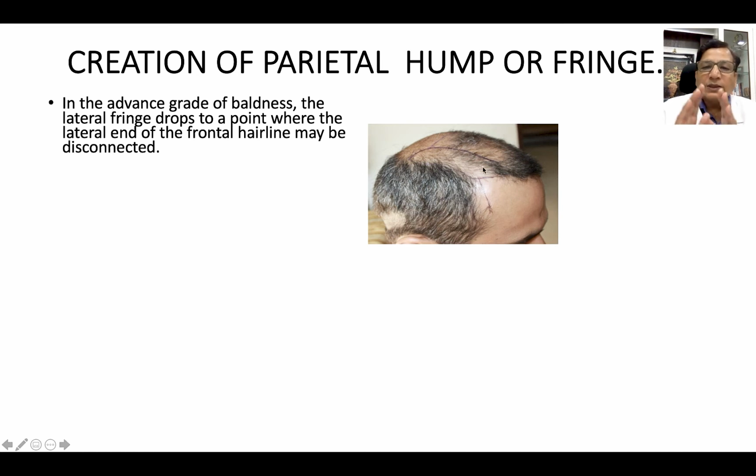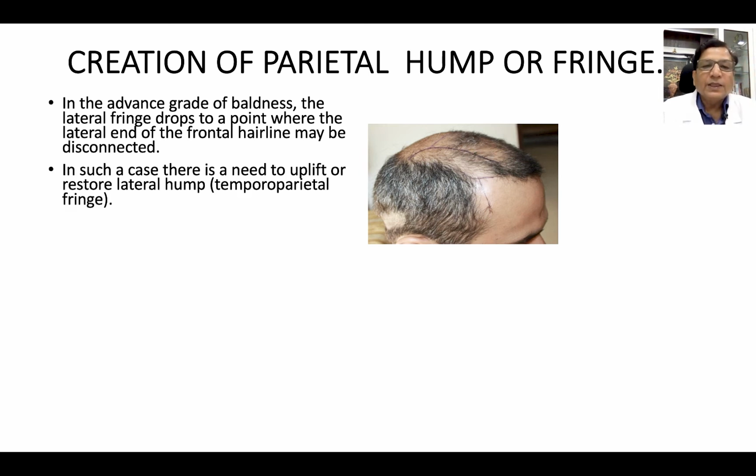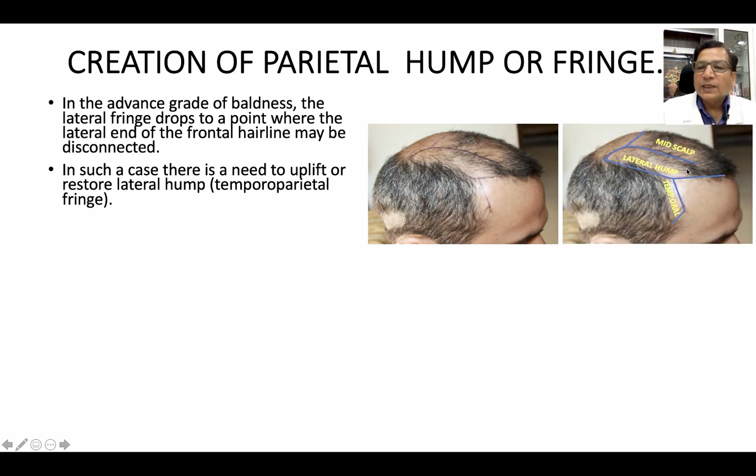So there is a need to reconstruct it. Means there is a need to reconstruct this temporal area, then reconstruct the parietal, and transplant in the horizontal portion or the mid scalp area. So in such cases, there is a need to uplift or restore the lateral hump. As I said, you lift it, and that's what the final planning is. This is the lateral hump, this is temporal, and this is mid scalp. These are the zones which are divided.